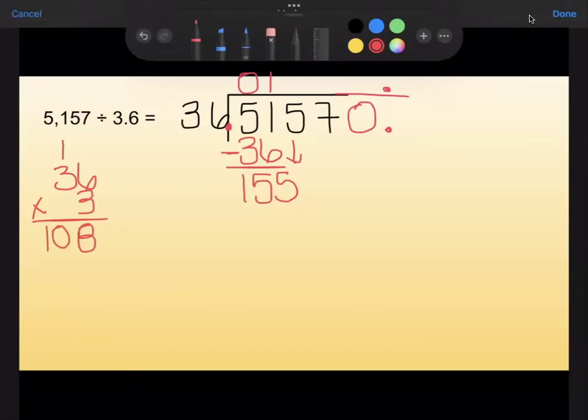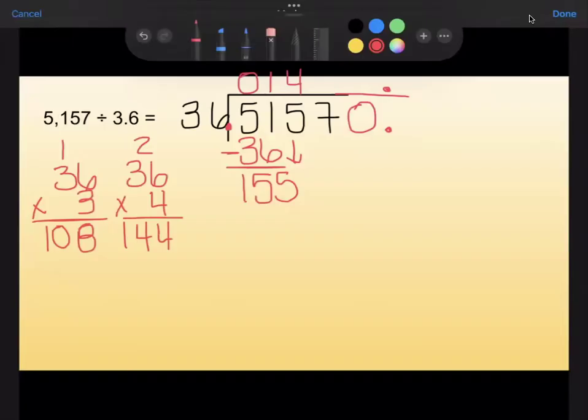So I could probably go one more time. Let's try 36 times 4 and see what that does. 6 times 4 is 24. And 3 times 4 is 12 plus 2 is 144. Yeah, that's probably as close as I'm going to get to 155.